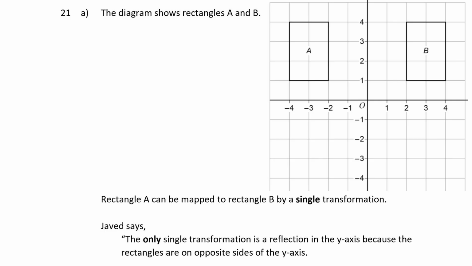Well, yeah, it could be a reflection, but it could be all sorts of other things as well. It could actually be an enlargement scale factor of minus 1, sorry, so the image forms on the opposite side of the center of enlargement, so that would work. Or it could be a rotation about this point here. So it could either be an enlargement scale factor minus 1 through that point or a rotation through that point. Either way, you would get A onto B.